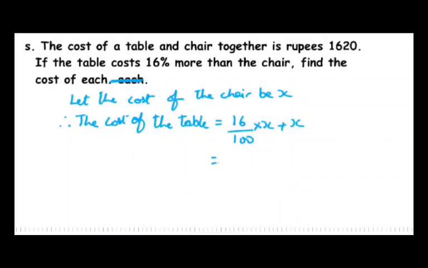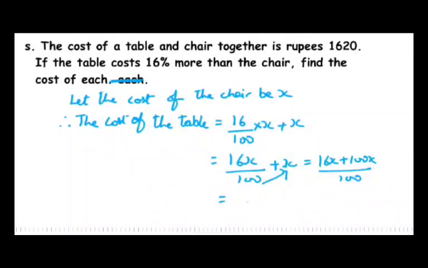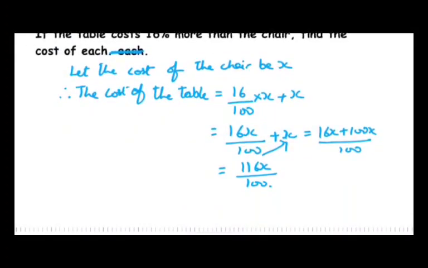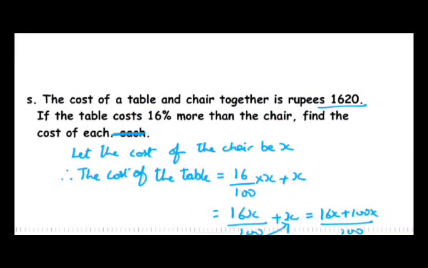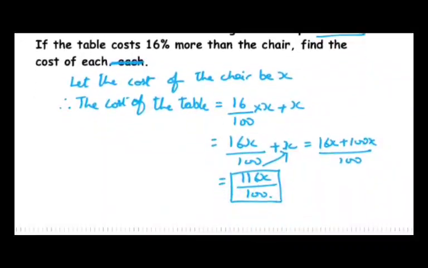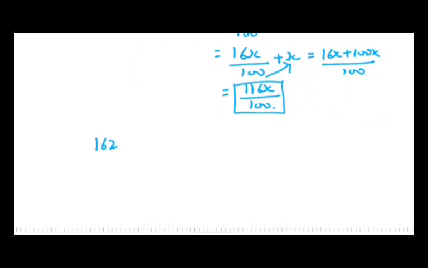So let me do the calculation over here. 16x upon 100 plus x, which is equal to 16x plus 100x. This goes multiplies here upon 100, which is equal to 116x upon 100. Alright, so that's the cost of your table. Okay, now what is the total cost? 1620, correct? So 1620 is equal to the cost of chair, which is x, plus the cost of the table. Correct?